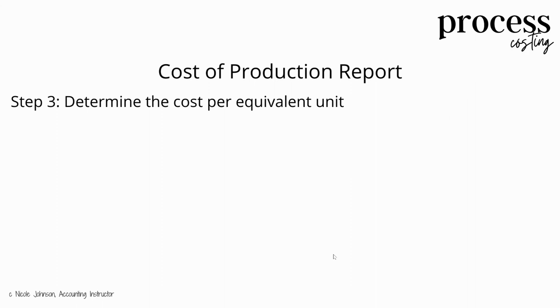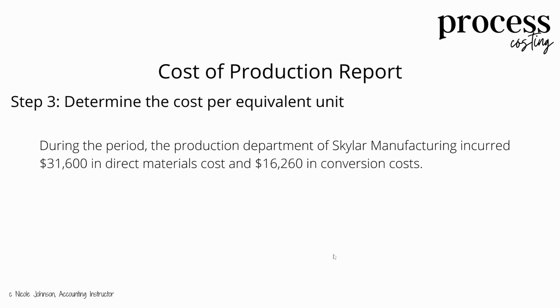Next, we determine the cost per equivalent unit. During the period, the production department of Schuyler Manufacturing incurred $31,600 in direct materials costs and $16,260 in conversion costs.